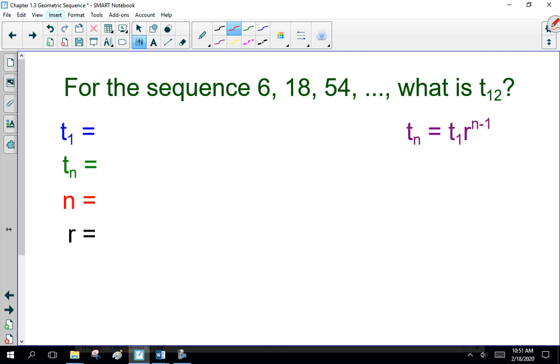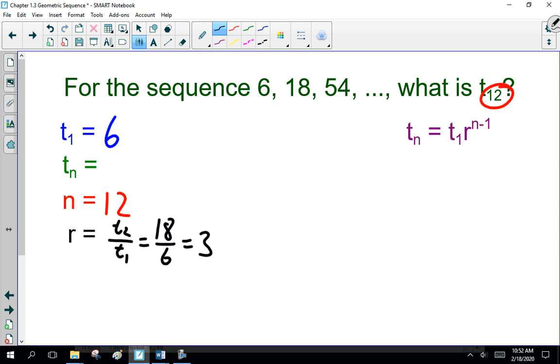So, what is my first term? Do I know my last term? No. Do I know my number of terms? Yes. T12, I've got 12 terms. What's my common ratio? R. Well, it's any term divided by the term before it. Yes, which is 3. Now, the only formula you've got, t to the n is t to the 1, r to the n minus 1. Can we find T12? Do it on your slates, please, and show me. Let's go.